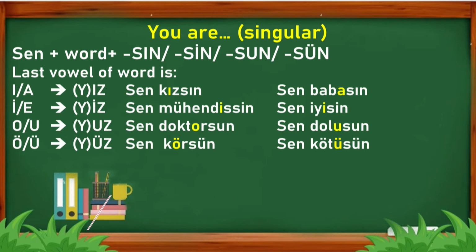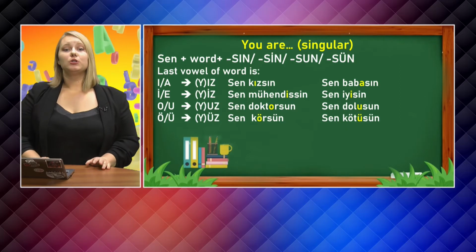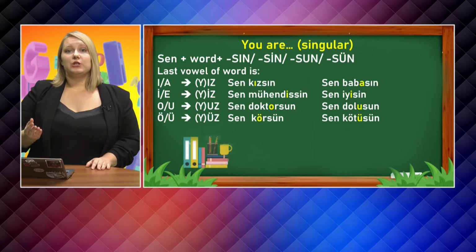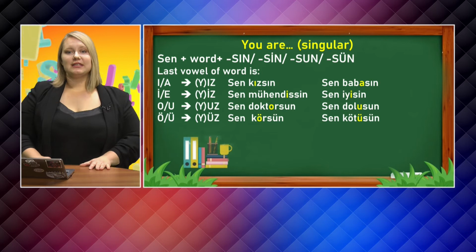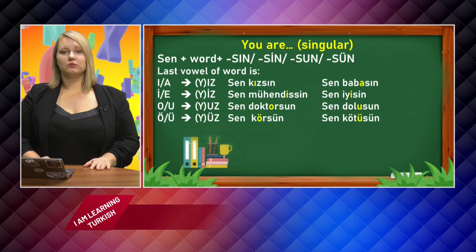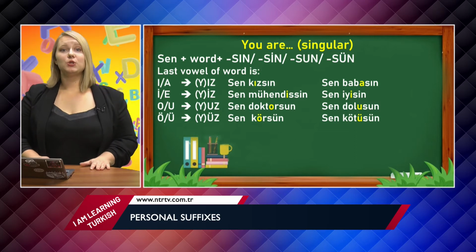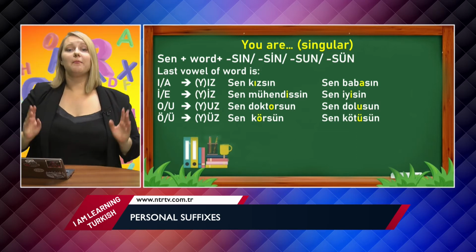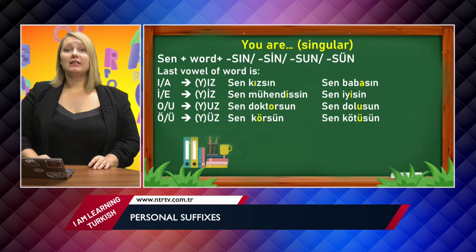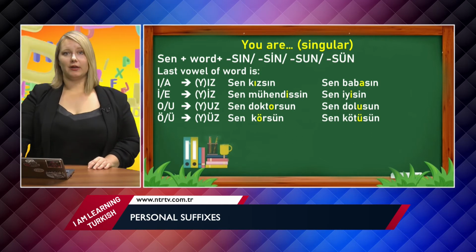You see, there was e and also e, by the way, but in the end of the word directly. Sen doktorsun, which meant you are a doctor, and sen dolusun. And sen körsün, sen kötüsün. You are bad.